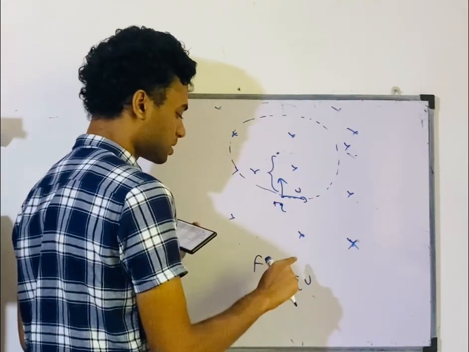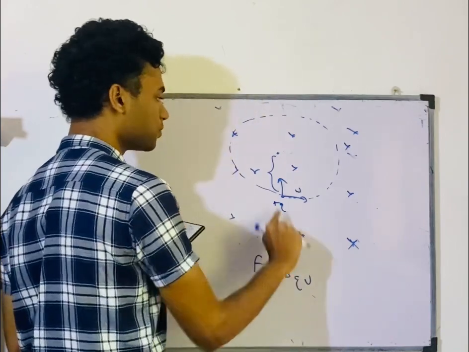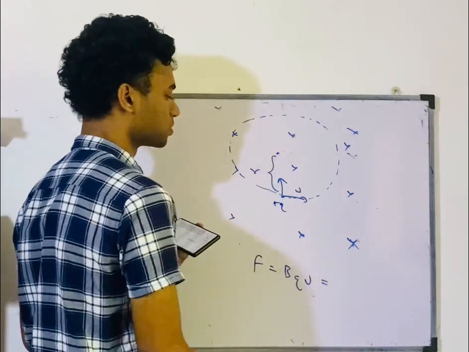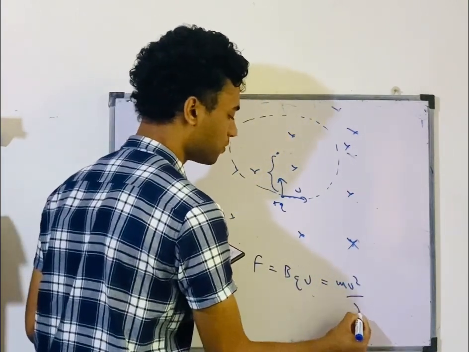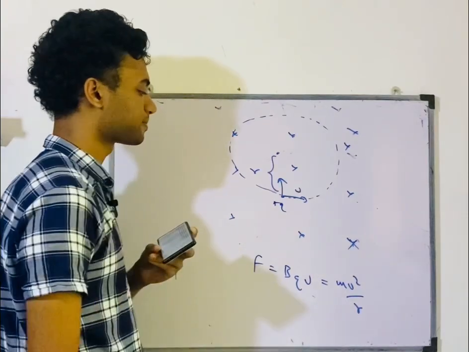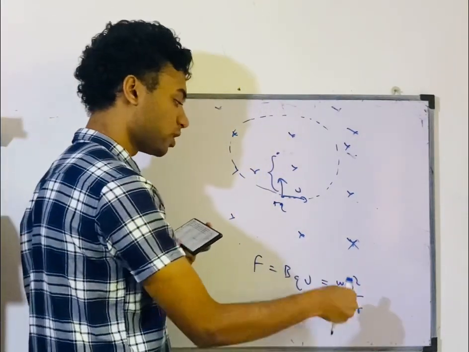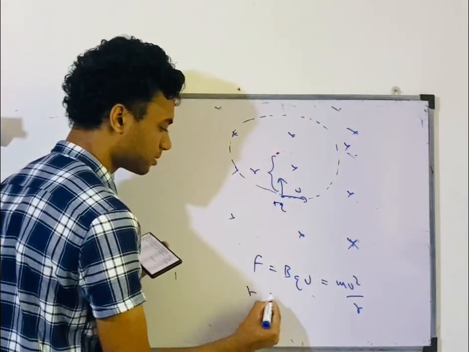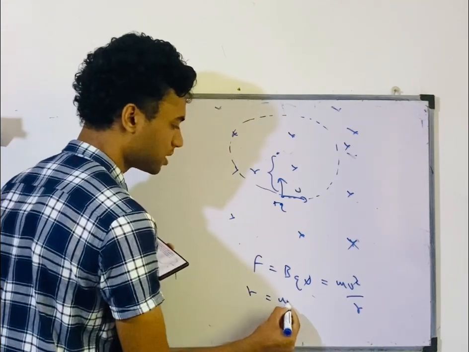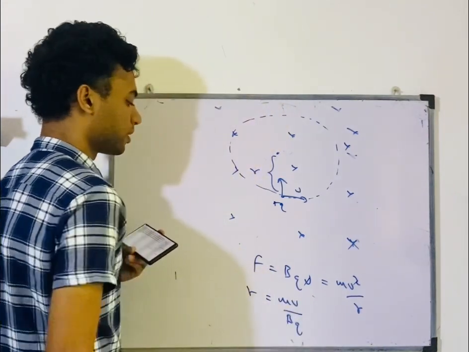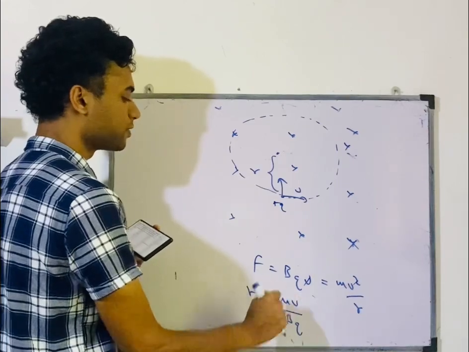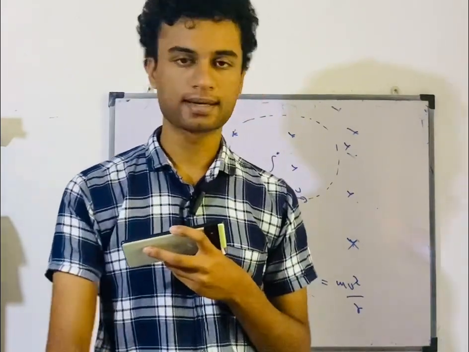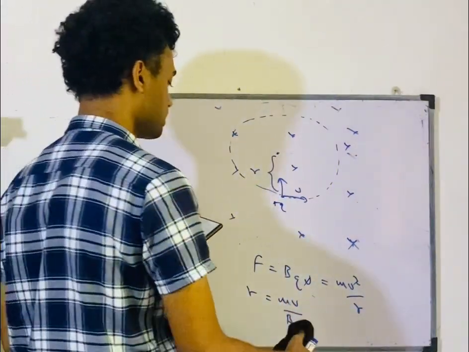Now I can say something like this. What's the centripetal force equal to? BQV. There's no other force. BQV is going to provide the centripetal force for this circular motion. That should be equal to mv squared over r, the centripetal force. You know it. V squared over r means centripetal acceleration. Then I can say the radius of the path, because v cancels, is equal to mv over BQ. That is the linear momentum of this particle, mv, over BQ. Further theories I'll be discussing later. So you have this idea now.